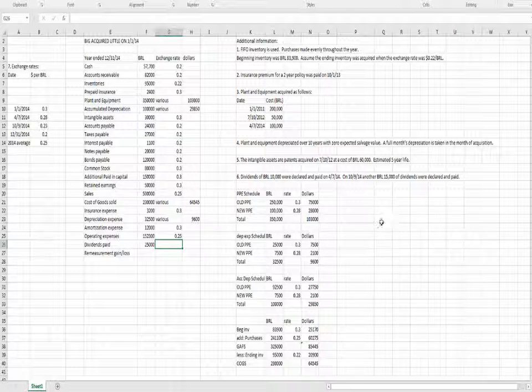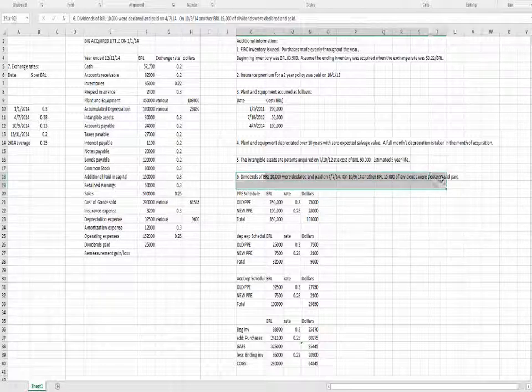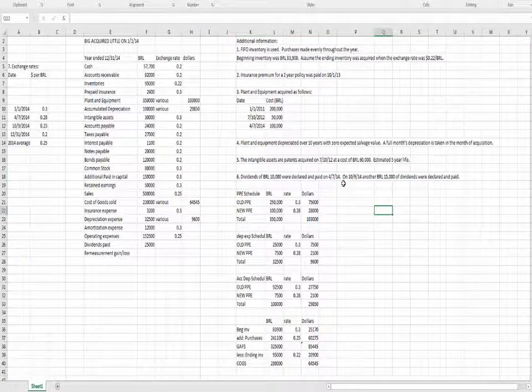The last little schedule we need to make up is for dividends. It says dividends of 10,000 reals were declared and paid on April 7th, another 15,000 on October 9th. So basically we have two installments. We have 10,000 reals converted at the rate of, April 7th, 28 cents per real.